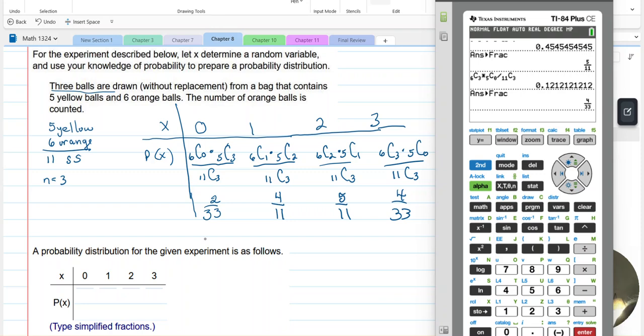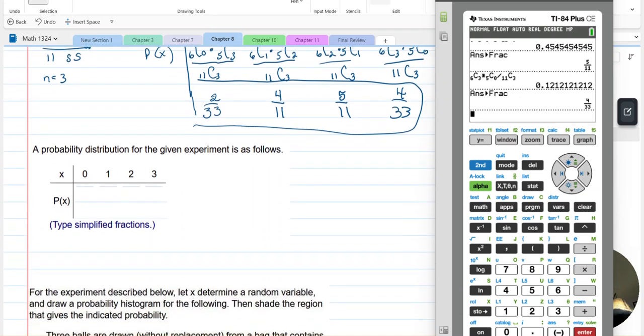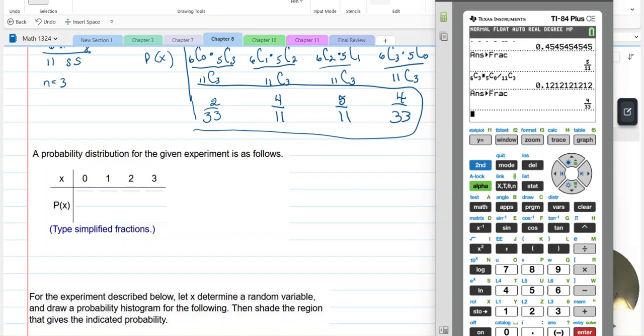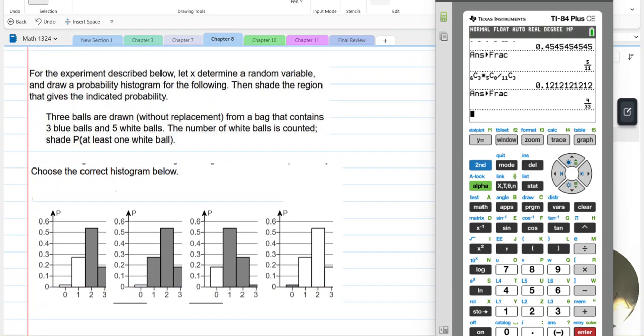And here is what we need right there. You'll be given a prompt, and we would put these answers under here. This is how you'll be prompted. And we have this one here.